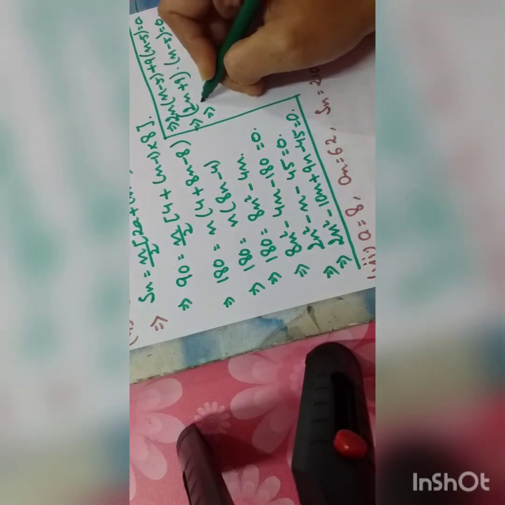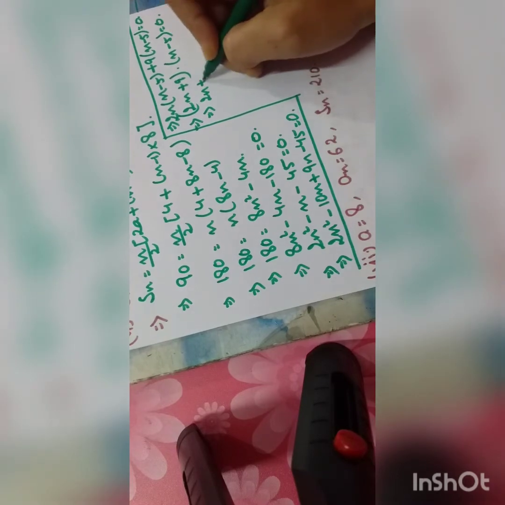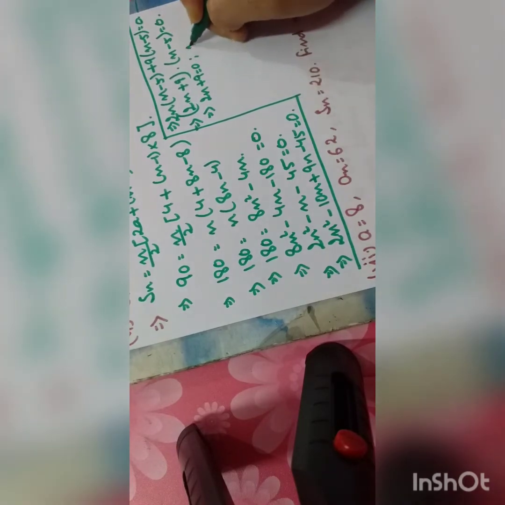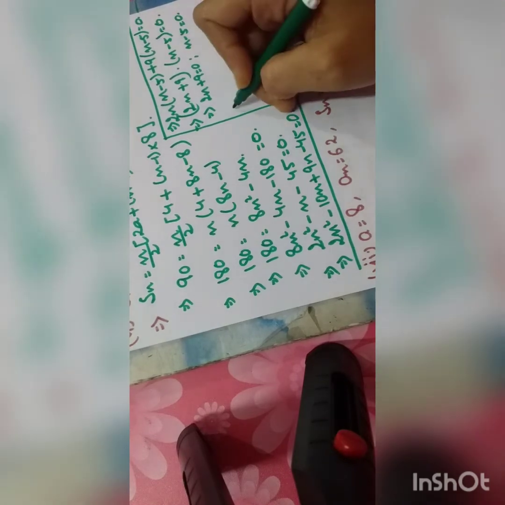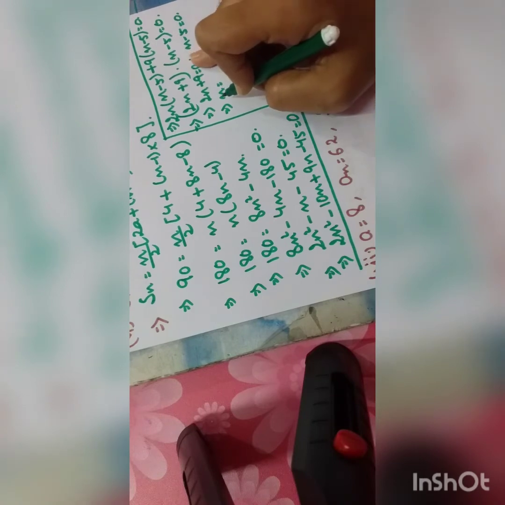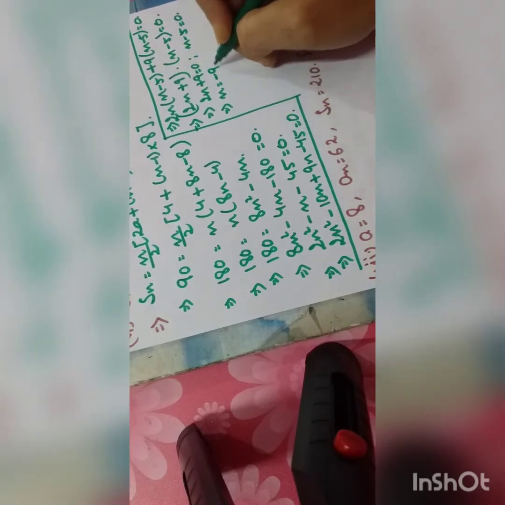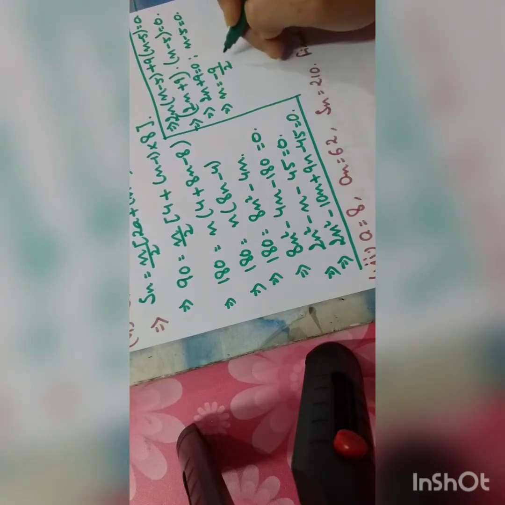So what will be the value of n? First I have to equate 2n plus 9 equals 0, and second, n minus 5 equals 0. When this plus 9 goes to the RHS, it will be minus 9, and when this 2 comes to the denominator, the n value will be minus 9 by 2. And second, n equals, when this minus 5 comes to the RHS, it will be plus 5.